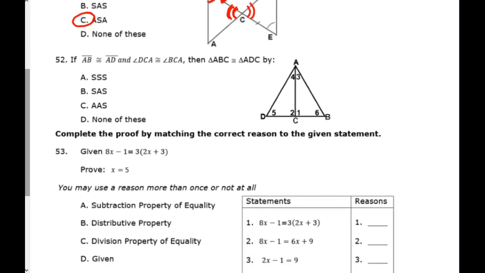If AB is congruent to AD, let's label that. AB tick, AD tick. By the way, they are touching. Two touching triangles. I should definitely label a tick mark where they touch, so I'm reminded that those are congruent segments on each side. Angle DCA is congruent to BCA. So DCA, BCA. Okay.